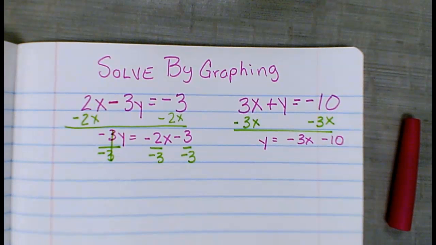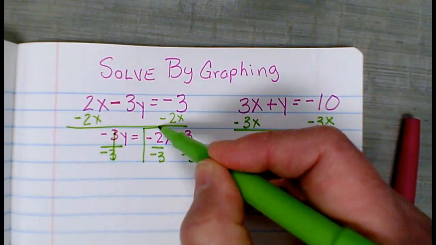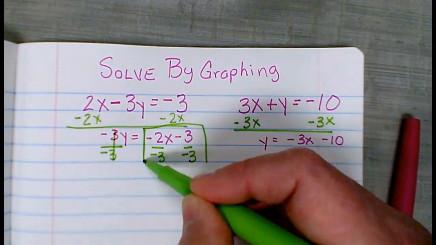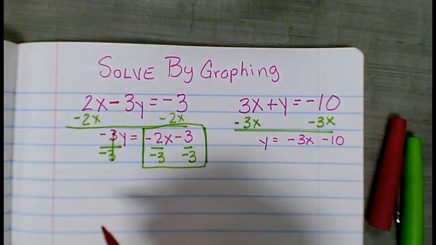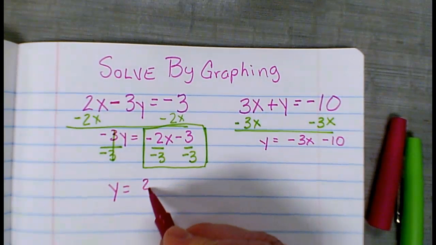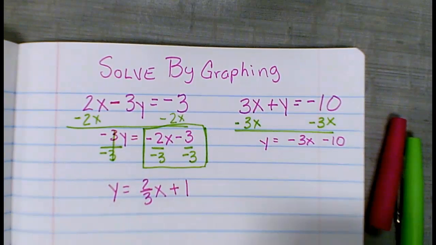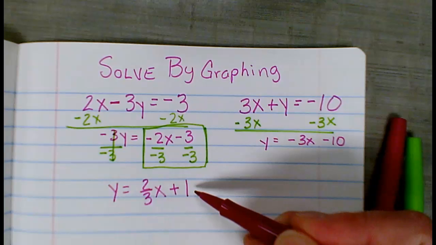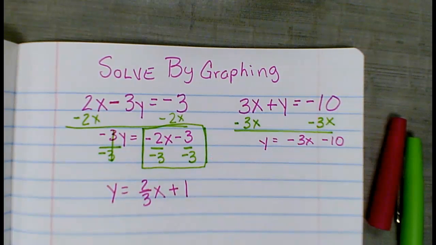Now, there's good enough for Desmos, and there is good form. This is good enough to graph in Desmos, just like that. Better mathematical form would be to cancel the negatives, and negative 3 divided by negative 3 is positive 1. That is good form. That is good enough for Desmos.